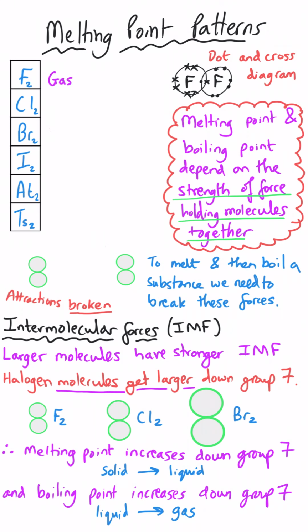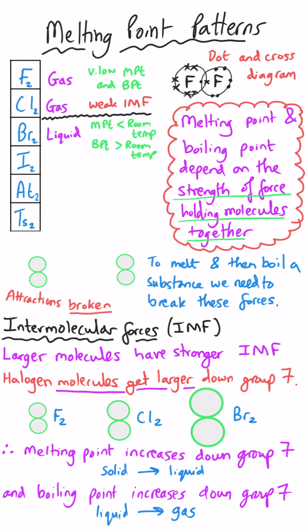Fluorine is a gas because its intermolecular forces are really weak. Same for chlorine. Now, when you get to bromine, the intermolecular forces are stronger. They're strong enough to prevent the bromine from evaporating, from turning into a vapor, but they are not so strong that they prevent it melting. So bromine is a liquid at room temperature.